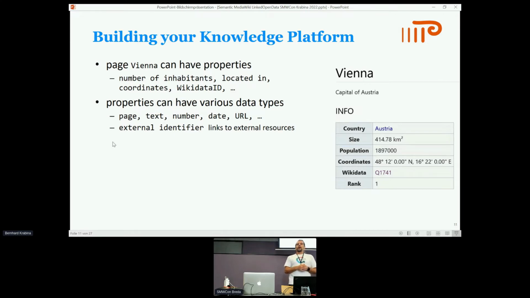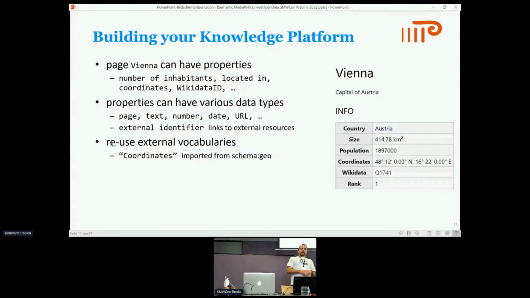I will not have pages about the countries. The size, you say, this is of type number or whatever, and there are different types, dates, URLs, whatever. The important one is, I think, when you want to link to other sources, the external identifier data type that links to external resources.